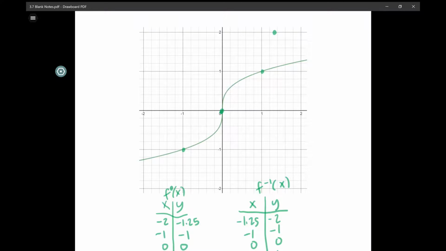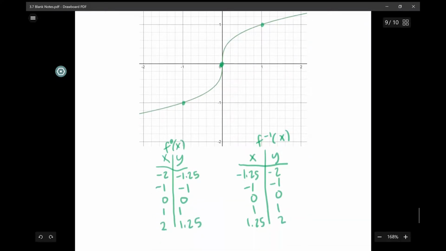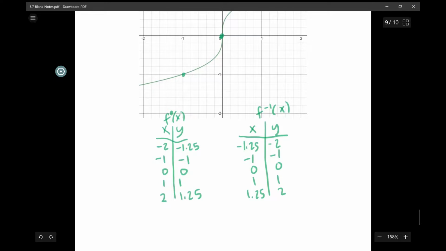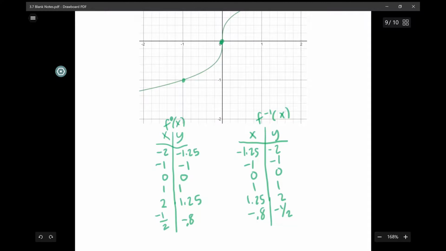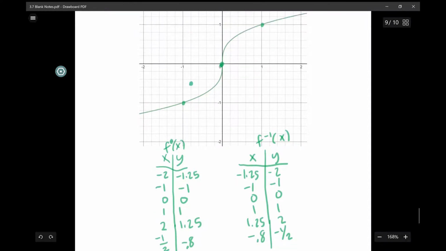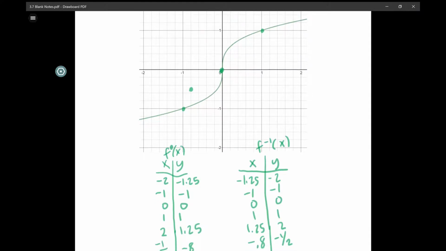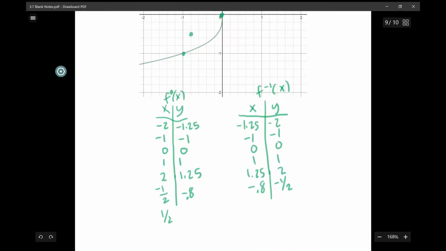It wouldn't be terrible to have a few more points. Let's go ahead and see what happens at a half. So if we put in negative 1/2 here, let's fill in the blanks. That would be here-ish, and negative 1/2 is at about negative 0.8. So that means that negative 0.8 on the inverse gets you to negative 1/2. Let's plot that point. So that's this guy right here. And then I think by symmetry, we can do the same thing over here. If we put in 1/2, we know that's at about 0.8. So 0.8 gets us about 1/2.